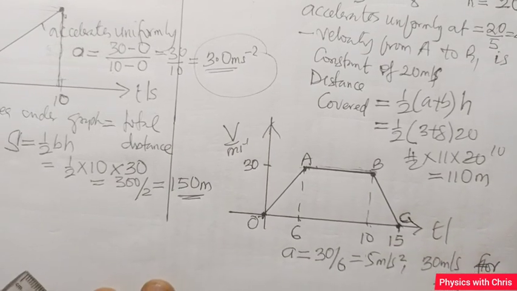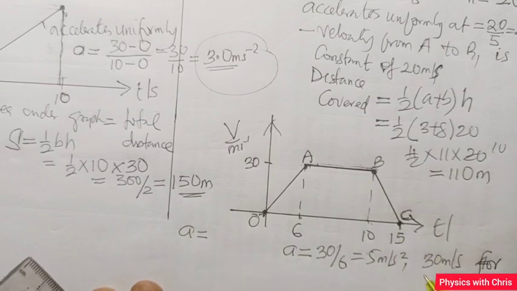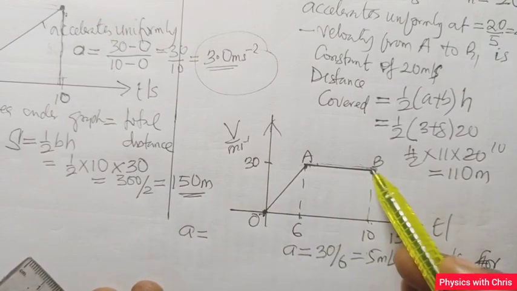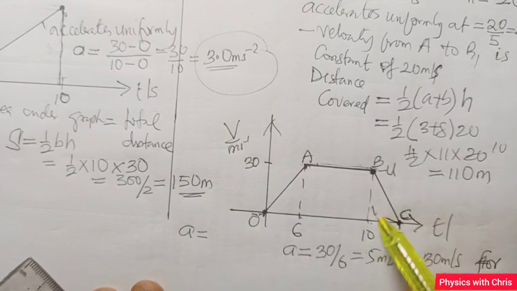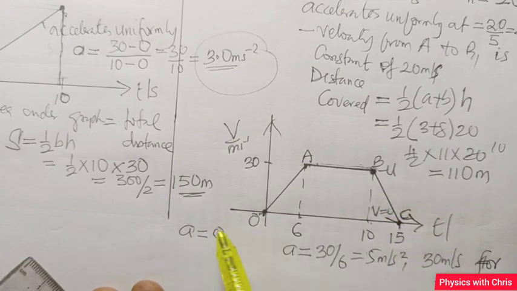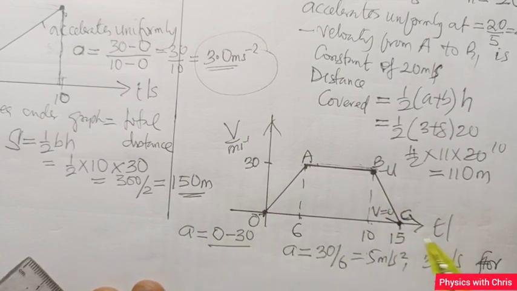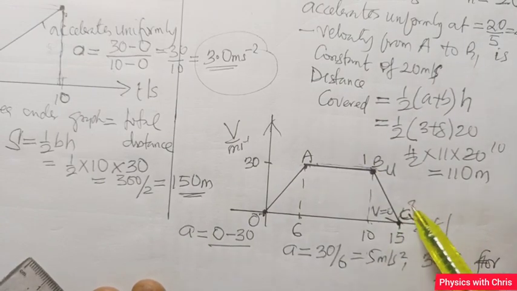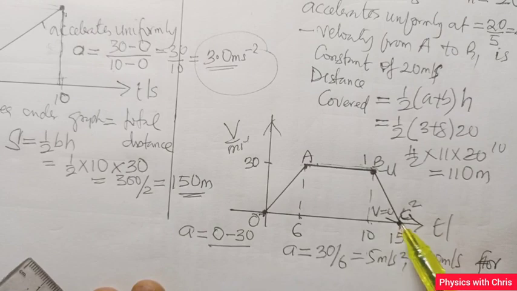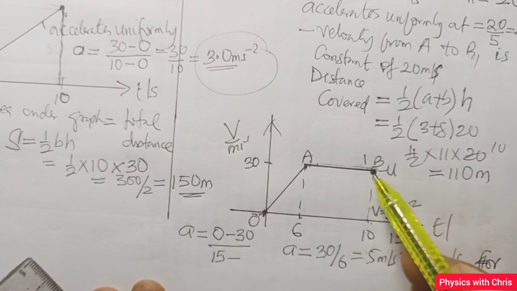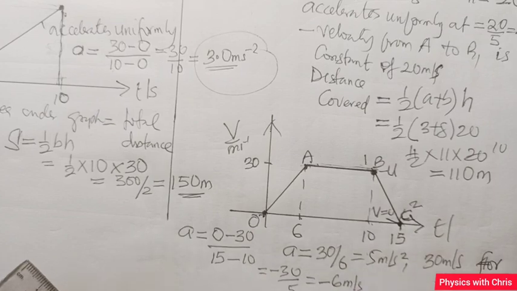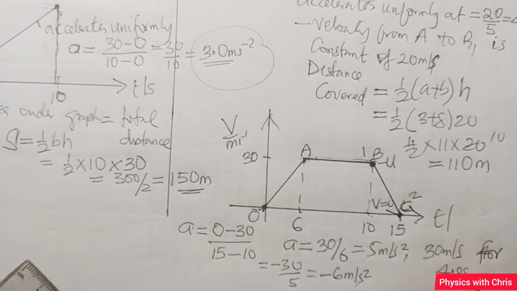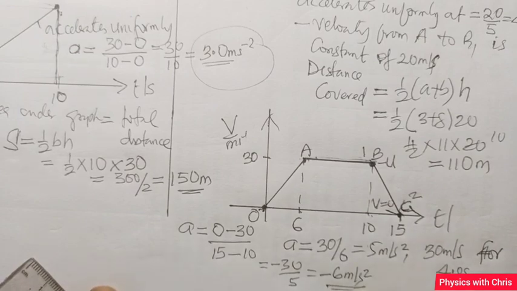And we can also calculate this deceleration using the slope of line BC. I take this point as my initial velocity, which is 30. When the body comes to rest at point C, its final velocity is 0. That gives me 0 minus 30, divided by the time at point 2, which is 15 seconds, minus the time at point 1, which is 10 seconds. So that gives minus 30 over 5, which is minus 6 meters per second squared. So it decelerates at a constant rate of 6 meters per second squared.